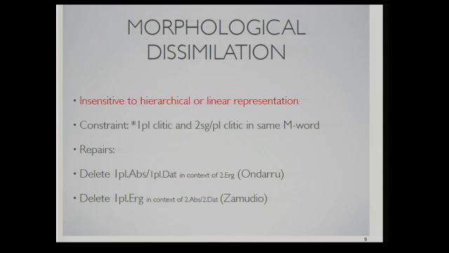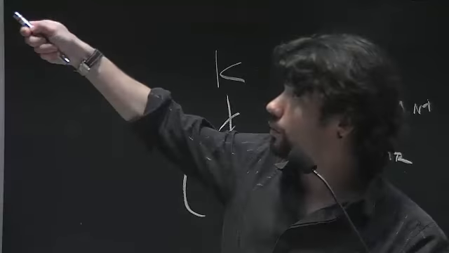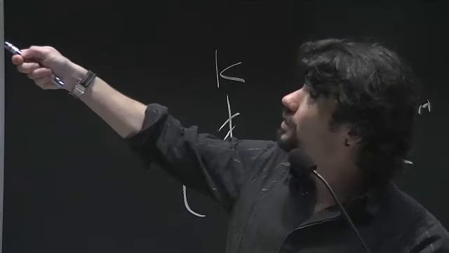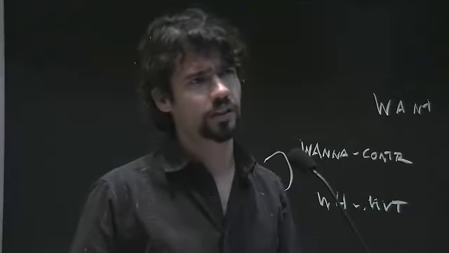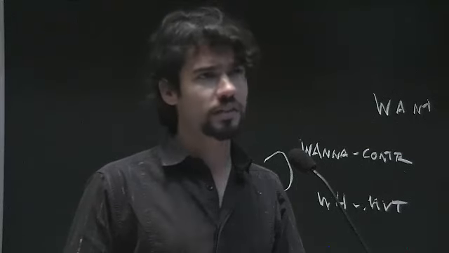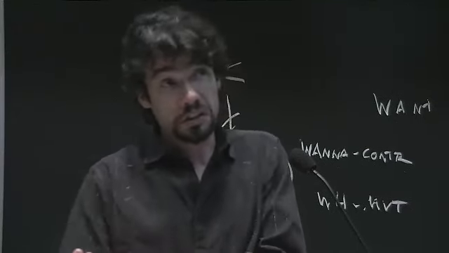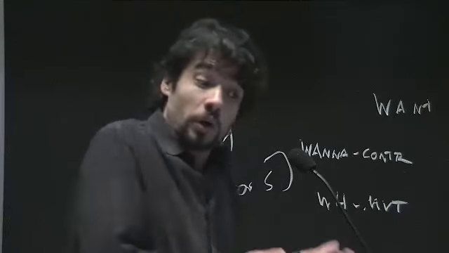In Andaru, when you have first-person plural and second-person, you delete the internal argument when it's first-person plural. In Zamudio, you delete the external argument when it's first-person plural. So this really looks quite different from, let's say, a syntactic constraint, like the person-case constraint. It's not always hierarchical. Dialects seem to differ. Do I delete this one or this one?